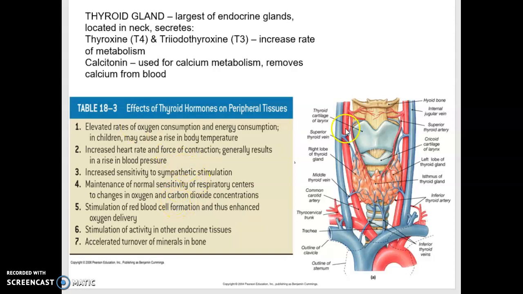Okay, the other hormone that's produced from the thyroid gland is calcitonin, and it's used for calcium metabolism. In other words, if we get too much calcium in our blood, this hormone's released, and it helps us go through that homeostatic balance of the calcium, so it helps remove the calcium from our blood.